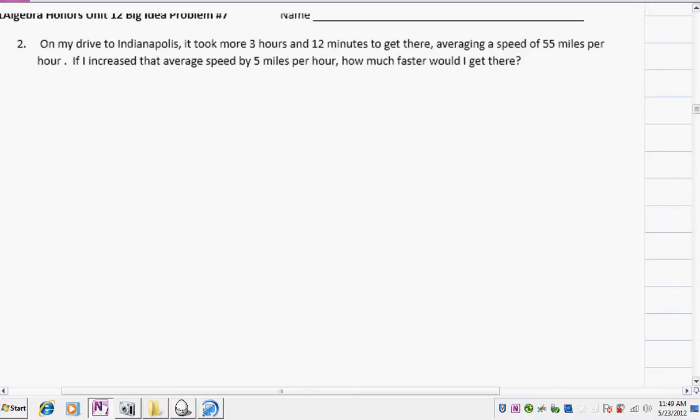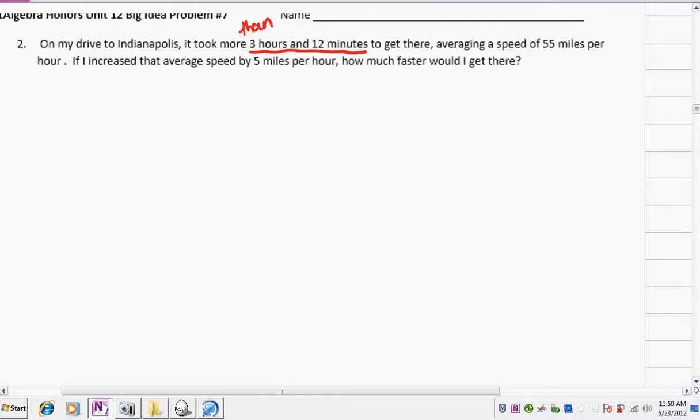On my drive to Indianapolis, it took more than 3 hours and 12 minutes to get there, averaging a speed of 55 miles per hour. If I increase the average speed by 5 miles per hour, how much faster would I get there? So let's just say it takes exactly that, just for sake of argument.